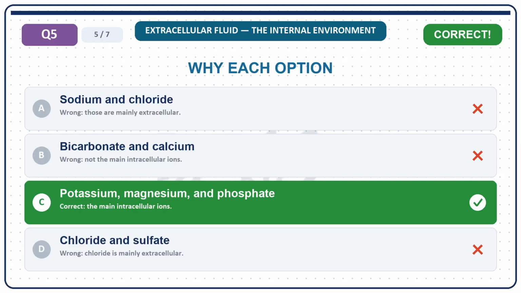And option C, potassium, magnesium, and phosphate. This is the correct answer. The main intracellular ions. Let's move on to the next question.